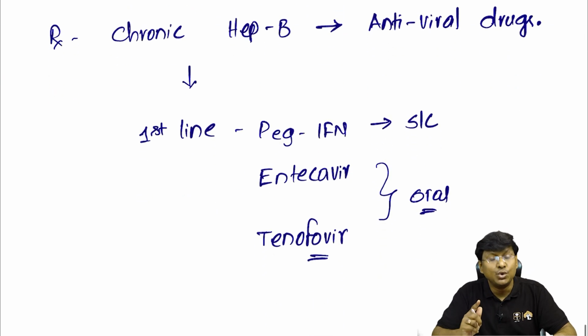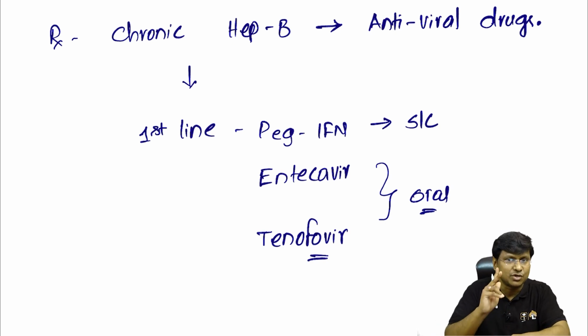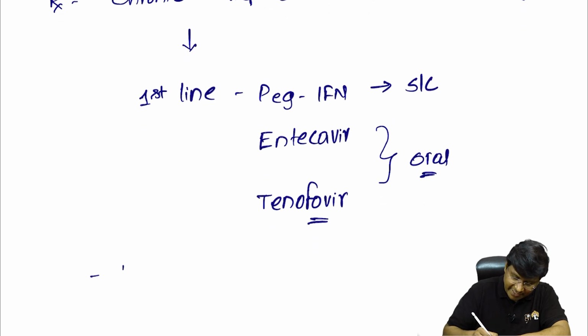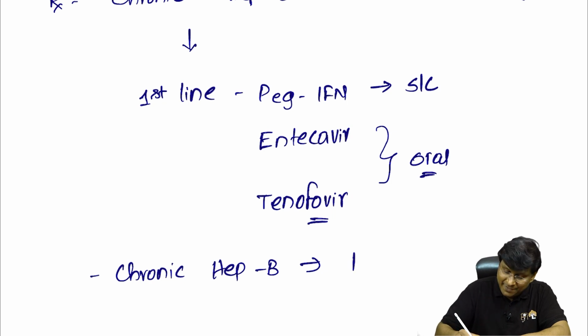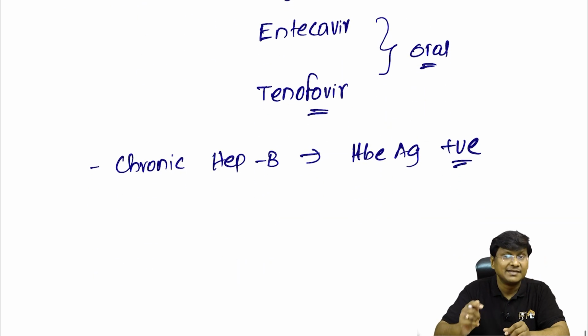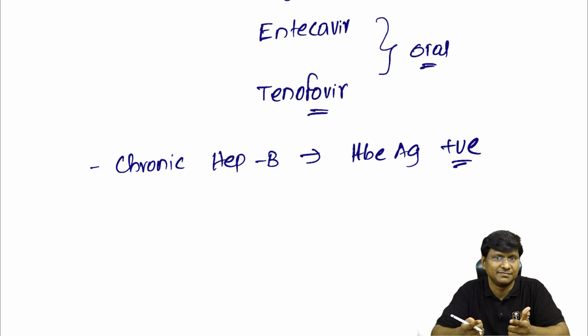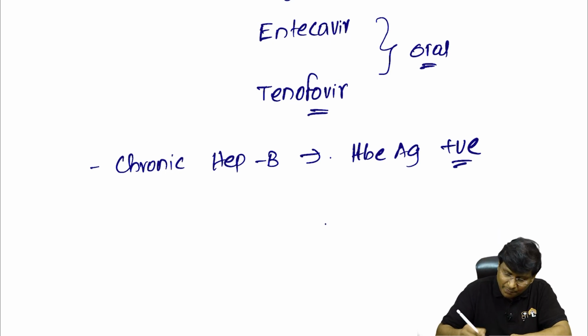Now the question comes: do all the patients with chronic hepatitis B require the antiviral drugs? No. The requirement of the antiviral drugs depends on two important things in chronic hepatitis B. So in chronic hepatitis B, along with IgG anti-HBc being positive, if HBeAg is positive, what does that indicate? That indicates that the individual is highly infective, right? That is one point. And the second point is, you need to estimate the HBV DNA levels.